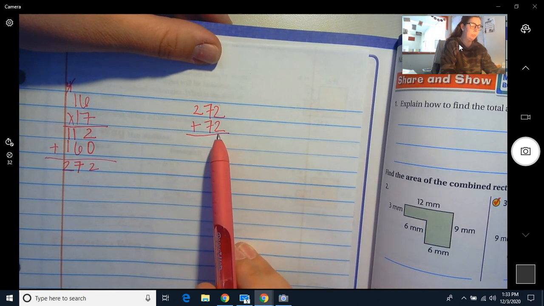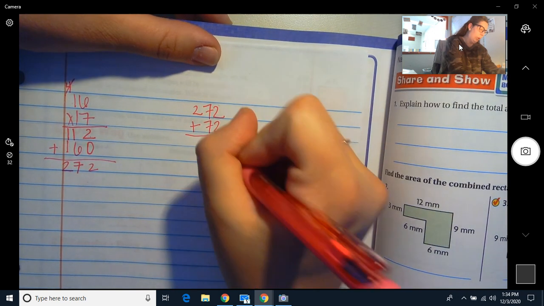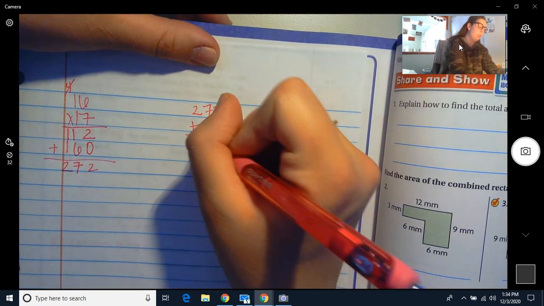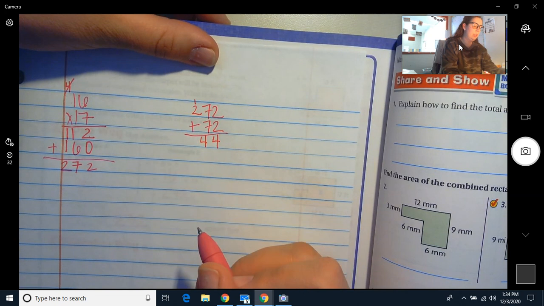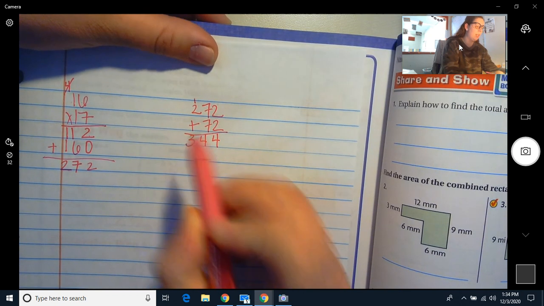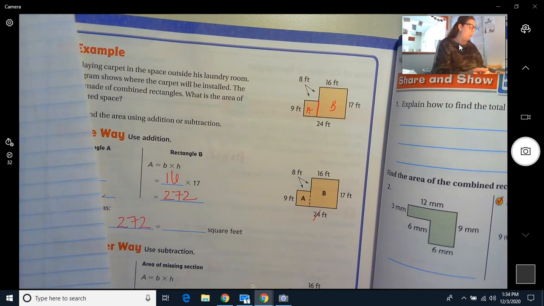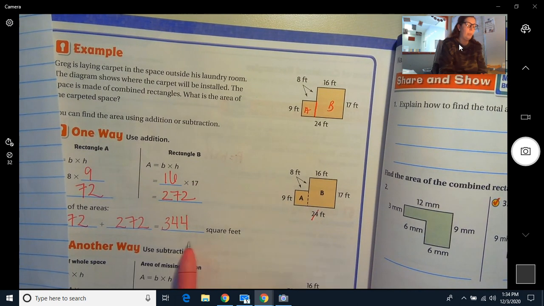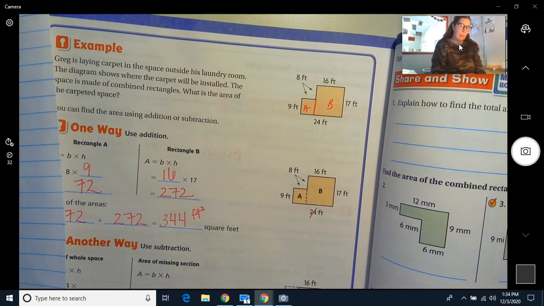Ready, Eric? Yeah. 2 plus 2. 4. Okay. 7 plus 7. 14. Drop my 4, carry my 1, and then I got 2 plus 1. 3. So 344 is the area of the rectangle A and B together. Okay, so that's 344 square feet. Remember, we can also write it like this, feet squared.